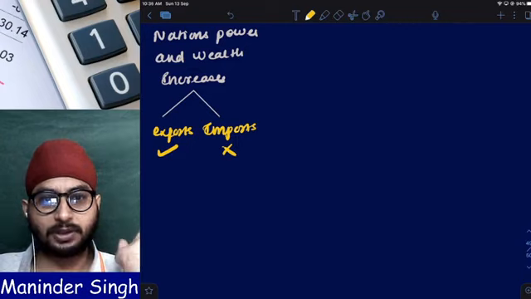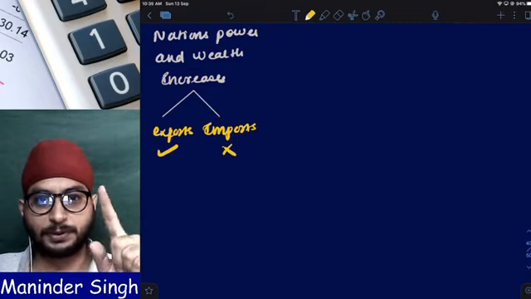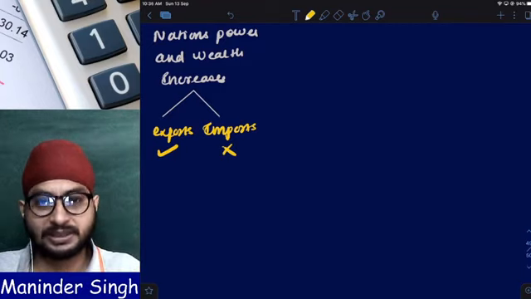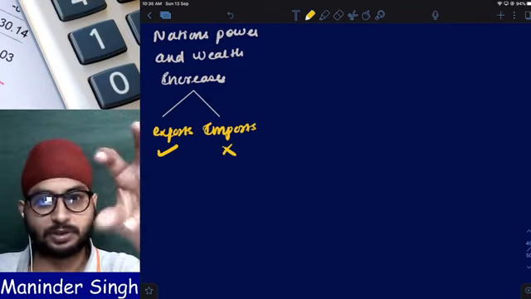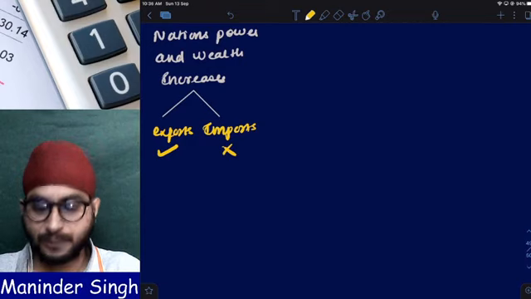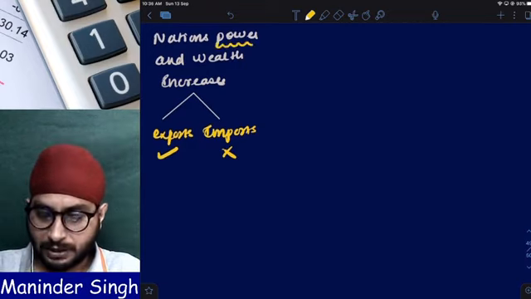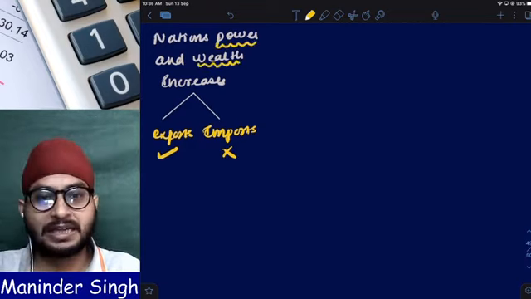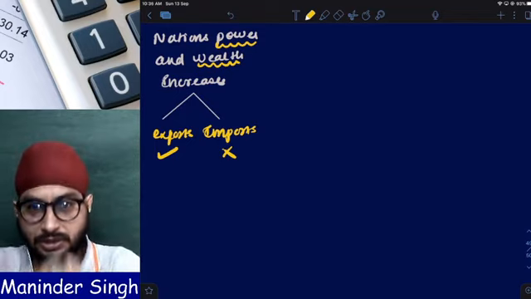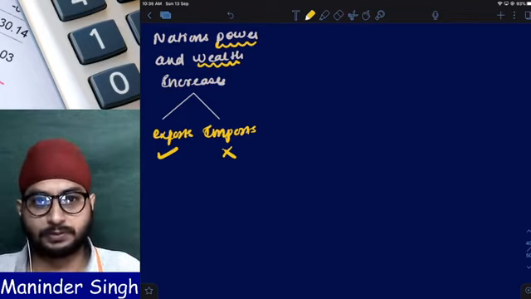So according to the many people before Adam Smith, according to mercantilist theory, should there be exports or not? Yes, there should be exports. But according to them, imports should be zero. It means they are clearly telling that countries should only export, not import anything. My country's power and wealth will increase only when there are exports and no imports. There should be no incoming, no import.